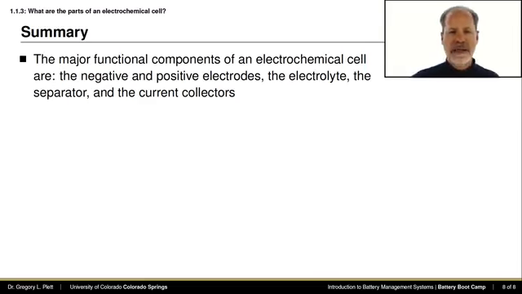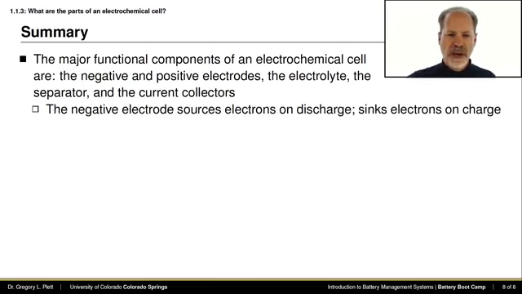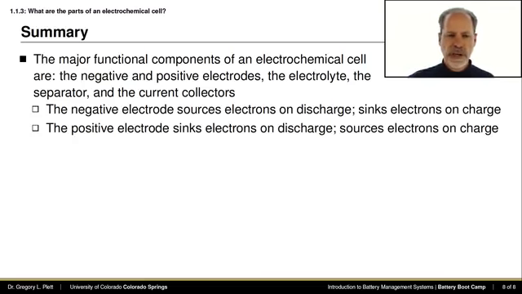So summarizing, in this lesson you've learned that the major functional components of an electrochemical battery cell consist of the negative and positive electrodes, the electrolyte, the separator, and the current collectors. The negative electrode sources electrons when discharging, and it sinks electrons when charging. The positive electrode does just the opposite. It sinks electrons on discharge and sources electrons on charge.